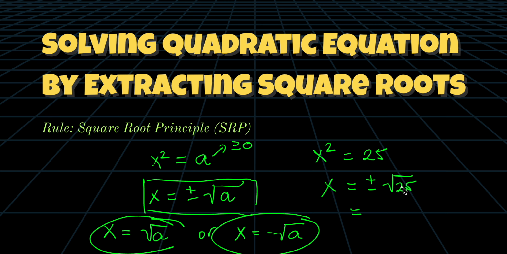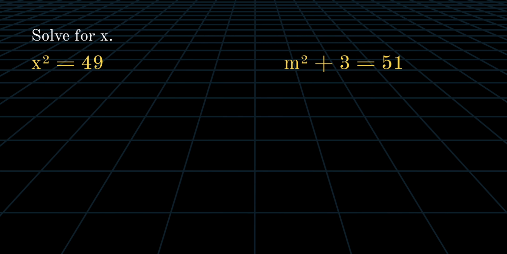And we can simplify 25, right? Square root of 25 is going to be 5. So there are two possible answers. It can be positive 5 or negative 5. Now, let's proceed to the following examples.